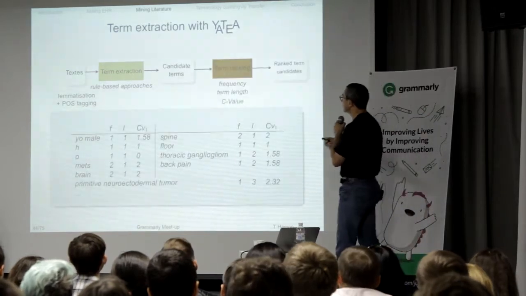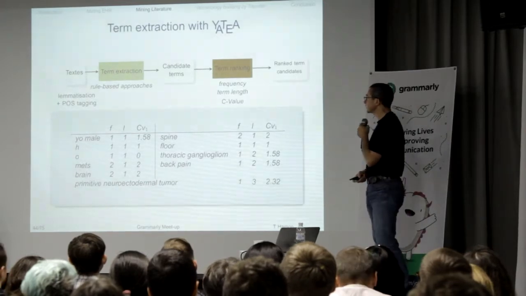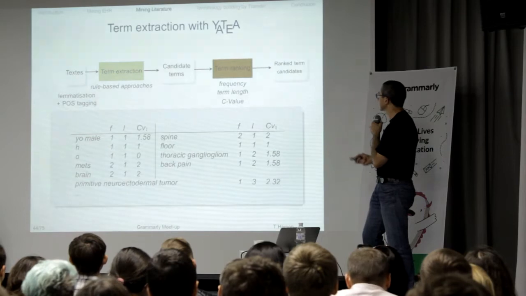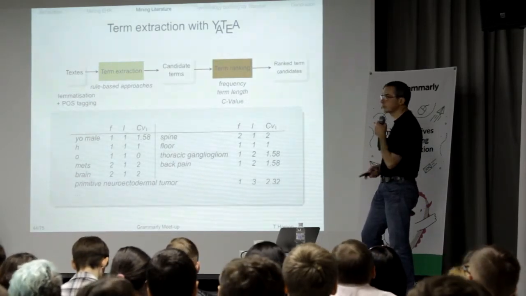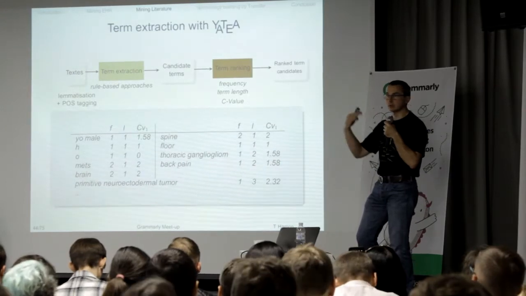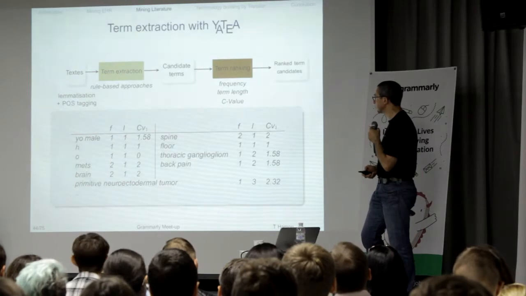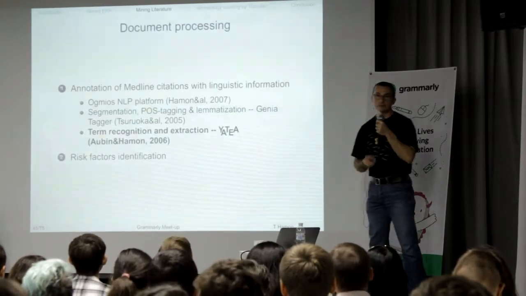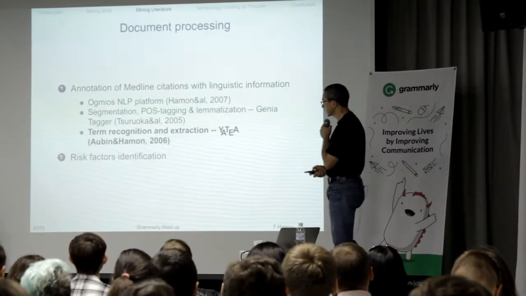And then we try to rank the terms according to different kinds of statistical measures, like the frequency, the term length, the C-value, and so on. And terms can be ranked according to this, if you need. And then you can put a threshold to limit the number of terms in the list. So we use such kind of terms for the risk factor identification.